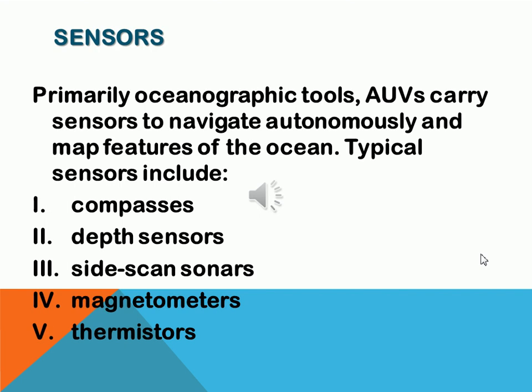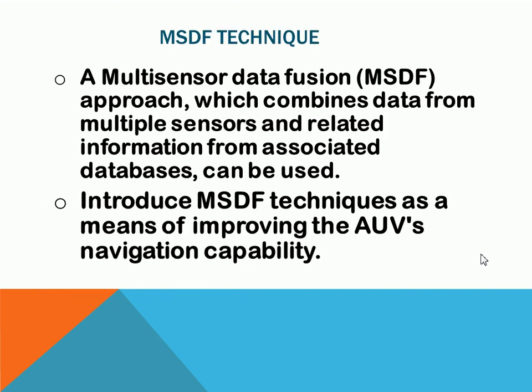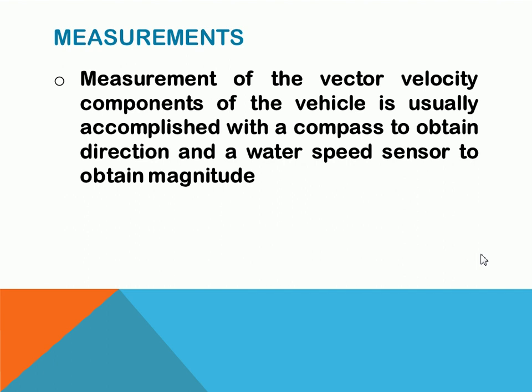In this, we use different types of sensors: compasses, depth sensors, side scan sonars, magnetometers, and thermistors. Here we use multi-sensor data fusion techniques to combine the information from the different sonar scanners. Because of the MSDF technique, we can improve the navigation system. We measure the velocity of the vehicle using the compass and the water speed sensor.